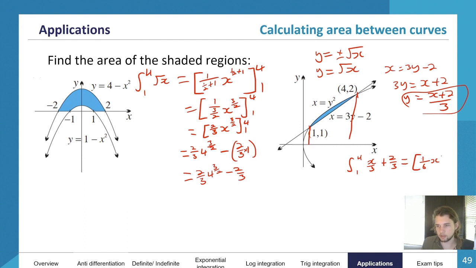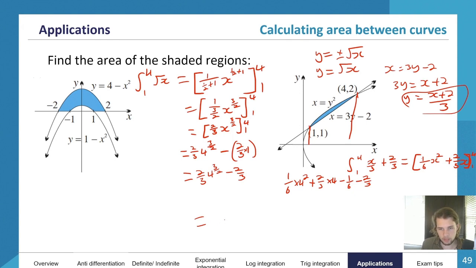One over 6 x to the power of 2 plus 2 over 3 x. And we need to remember to put our 4 and our 1 here. Now we can open this up into being 1 over 6 times 4 squared plus 2 over 3 times 4 minus 1 over 6 minus 2 over 3. And that's our expanded form.